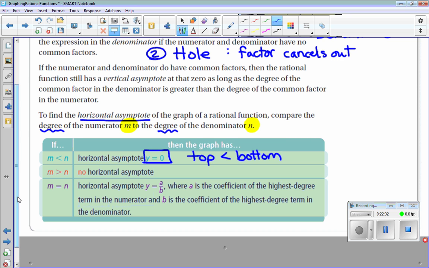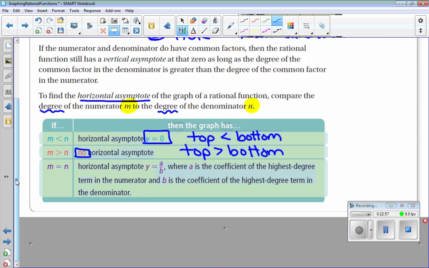Okay? There are other kinds of asymptotes. If the degree of the top is bigger than the degree of the bottom, there is no horizontal asymptote. Okay? And that happens sometimes. Sometimes there's not a horizontal one. If the degree of the top and the bottom equal each other, then we have a special case. You have to look at the leading coefficients, and it's just the leading coefficients over each other. y equals a over b. We'll look at an example of that in just a minute.